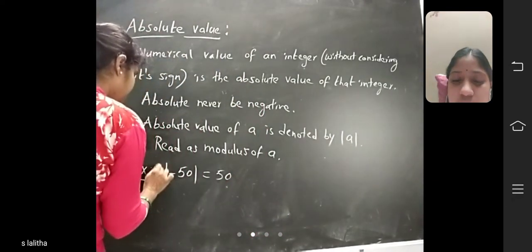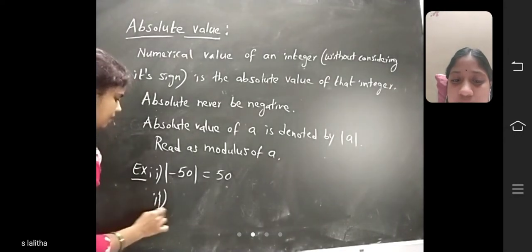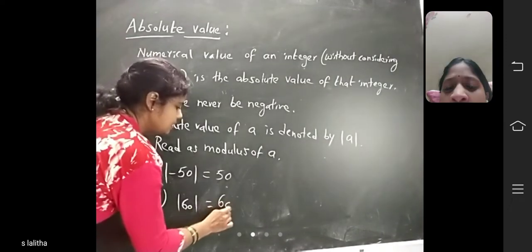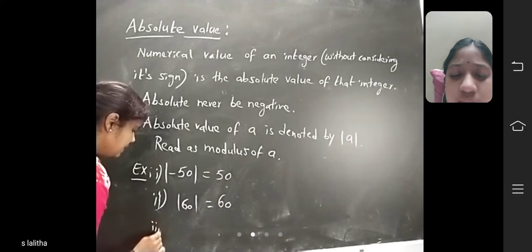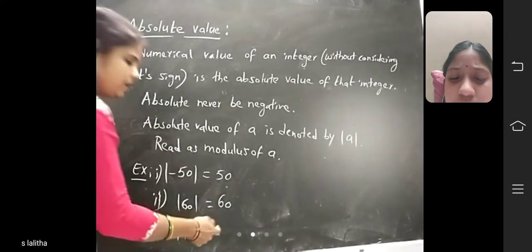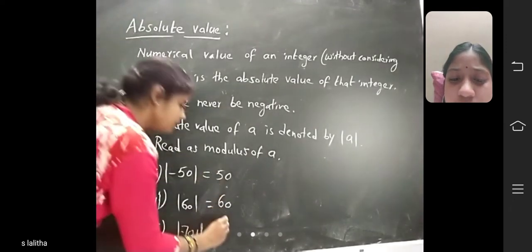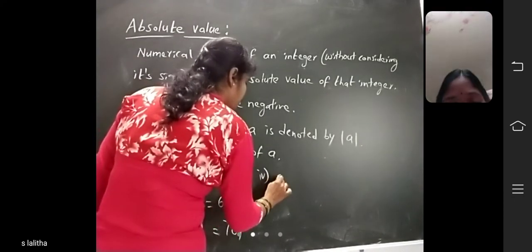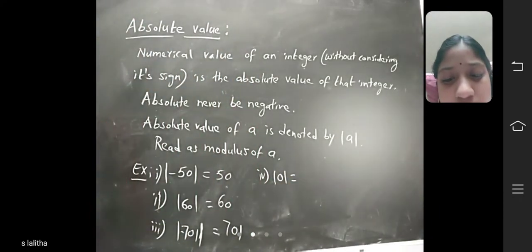Another example. Modulus of 60. What is the absolute value? 60 only. Okay. Third example. Modulus of minus 701. What is the absolute value? Here minus is there, but don't take minus. Only the positive number 701. Like that. Did you understand now? Absolute values? And fourth example, modulus of 0. What is the modulus of 0? 0 only.